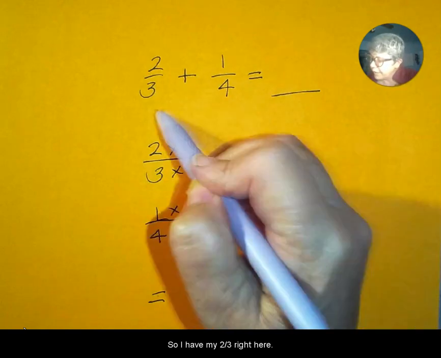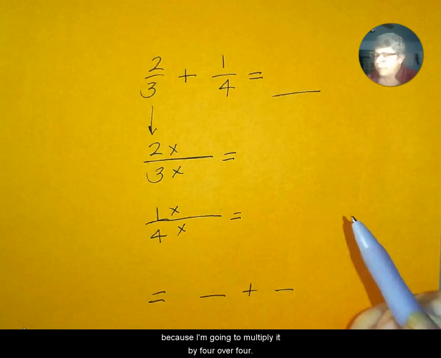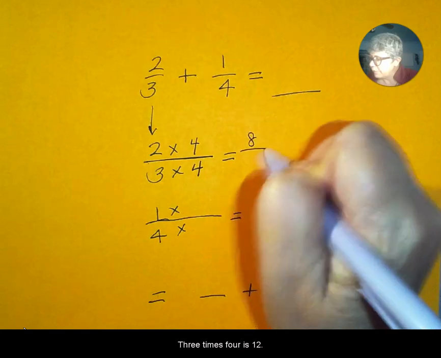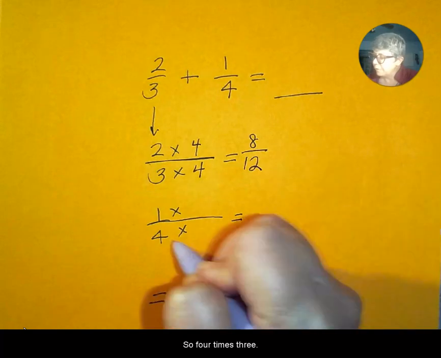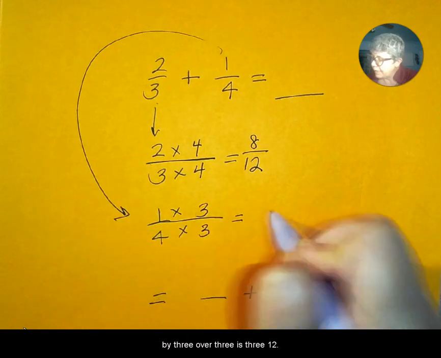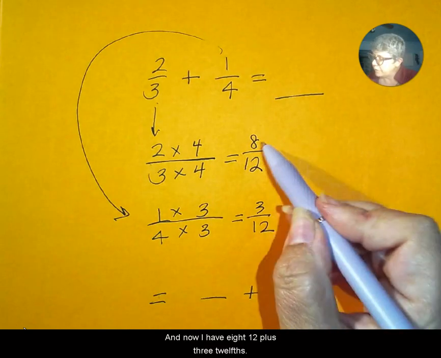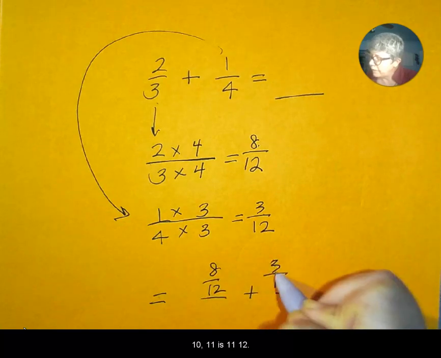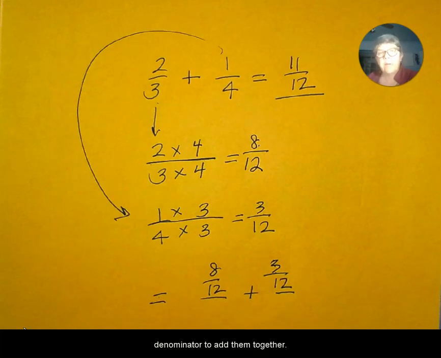So I have my 2/3 right here, and I have my extra long fraction sign because I'm going to multiply it by 4/4. So 2 times 4 is 8, 3 times 4 is 12. I'm changing them to 12ths, right? So 4 times 3, now I'm going to take my 1/4 over here and multiply it by 3/3, which is 3/12. Do you see that? Okay. And now I have 8/12 plus 3/12. 8, 9, 10, 11 is 11/12, right? Have to have the same denominator to add them together.